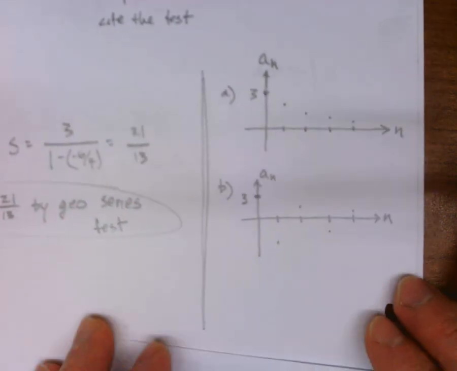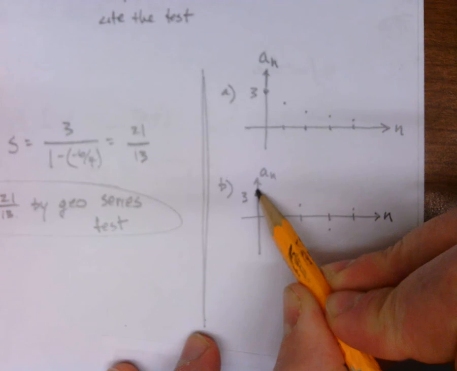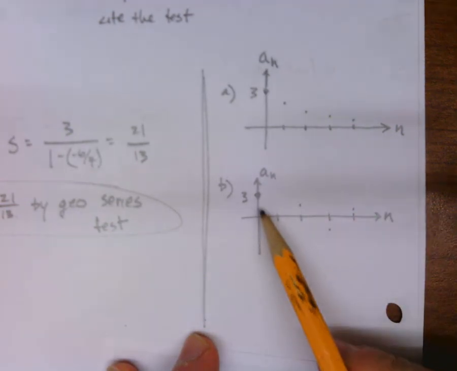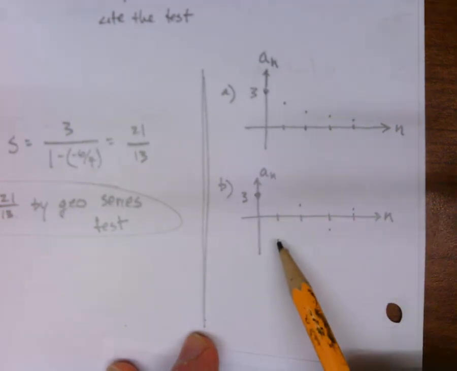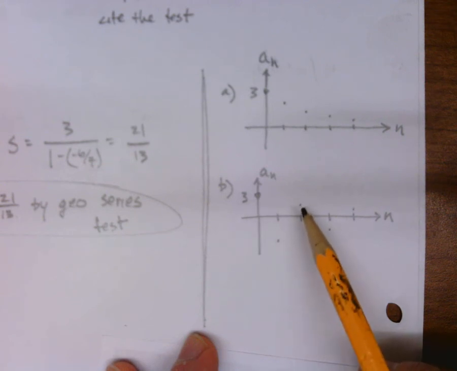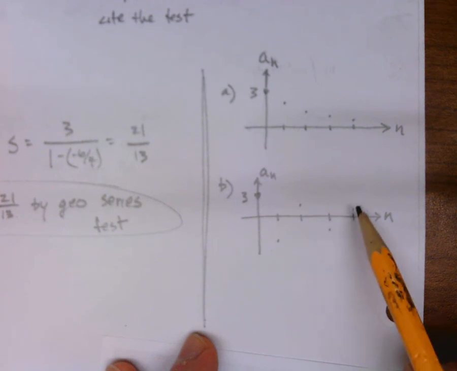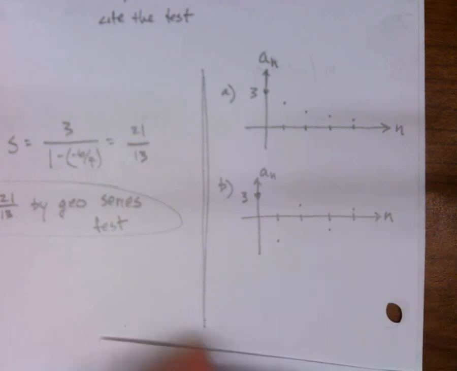Whereas in part B, the first term was still 3, but then the second term had a negative. We multiplied by negative 6 over 7. Then a negative again. So the absolute values were the same, but now they're jumping back and forth over the n-axis, going back and forth between positive and negative.